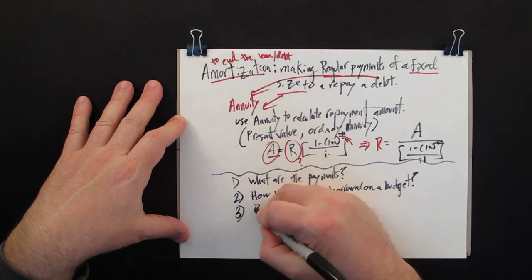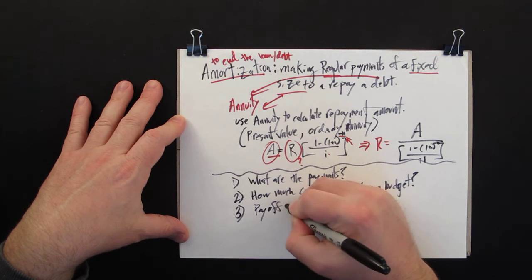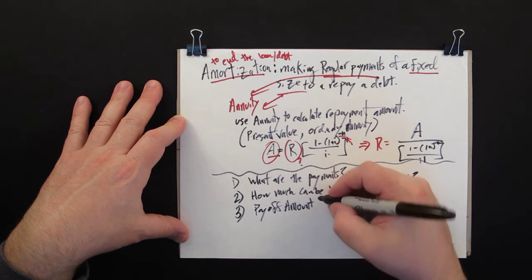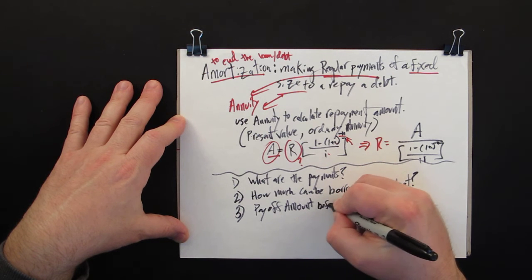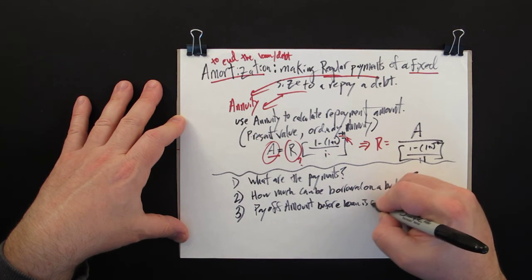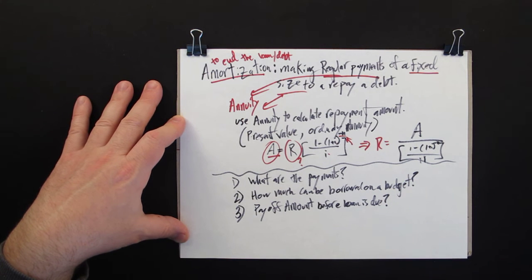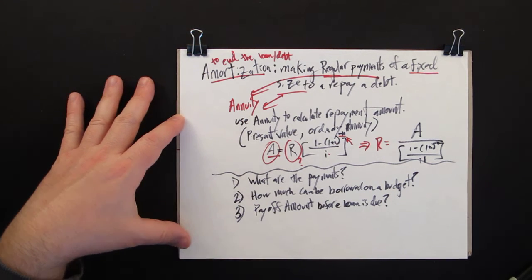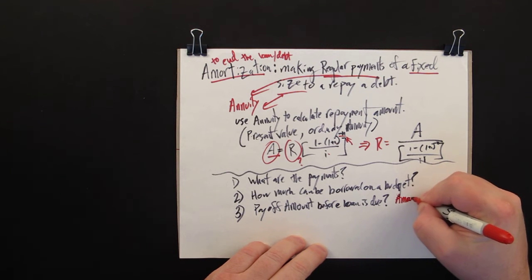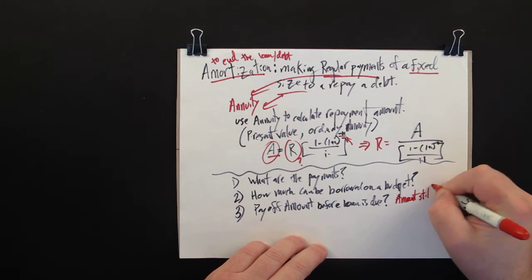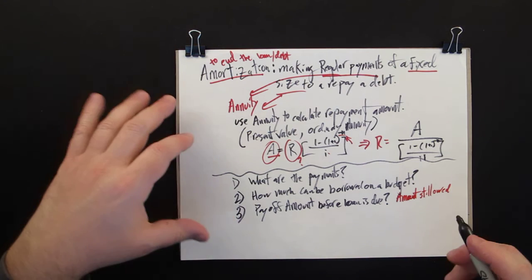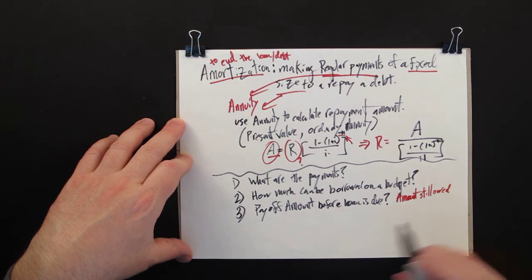And payoff amount. So this is if you want to discharge the loan early. So payoff amount before loan is due. That's another question. So that's the amount that's still owed. And the total of payments needed to pay off the loan.